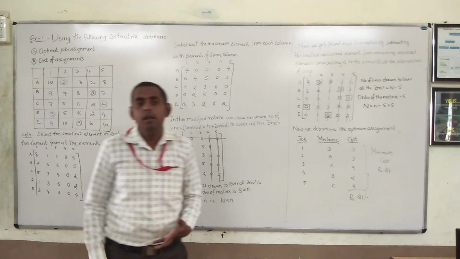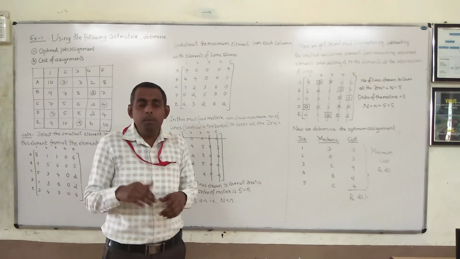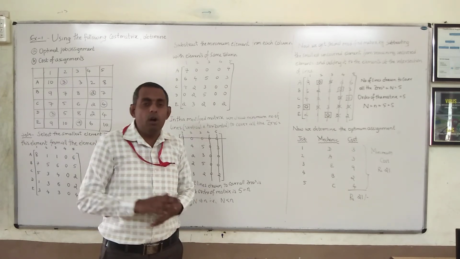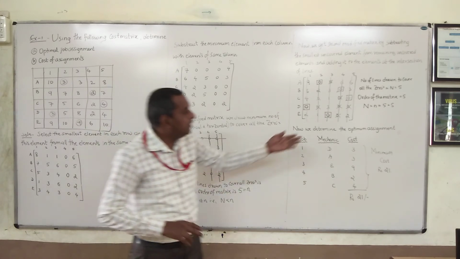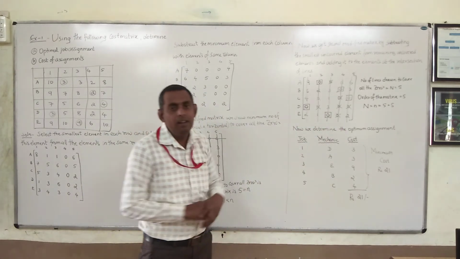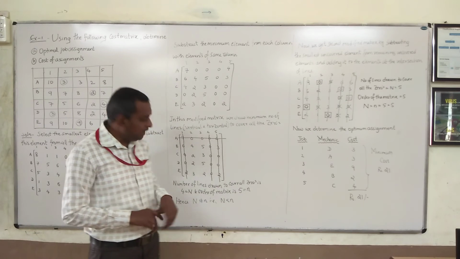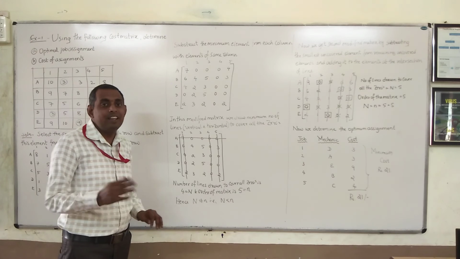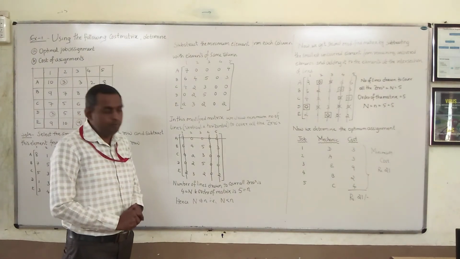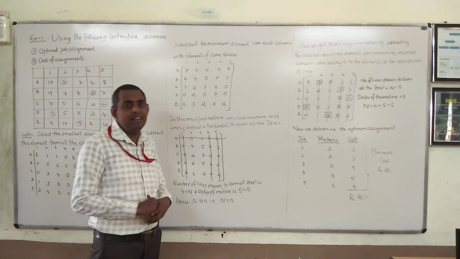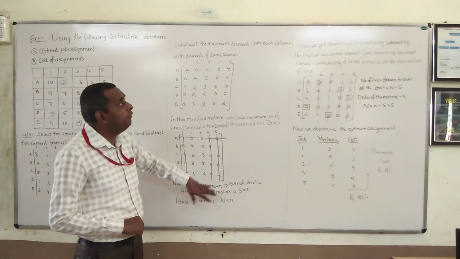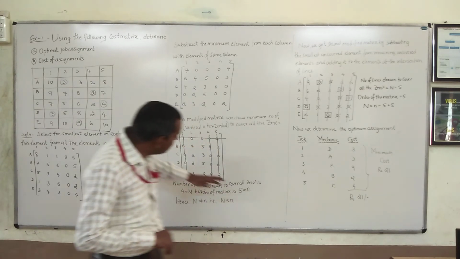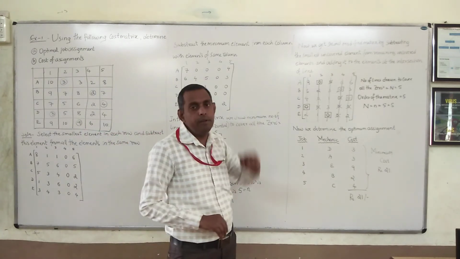Once again, I will repeat. If the minimum number of horizontal and vertical lines drawn is equal to the order of the matrix, then we can say it is the optimal assignment, and we can start assigning. But in this case, the order of the matrix is greater than the number of lines, meaning the number of lines drawn is less than the order of the matrix. Then we go for the second modified matrix, from the first modified matrix to the second modified matrix.